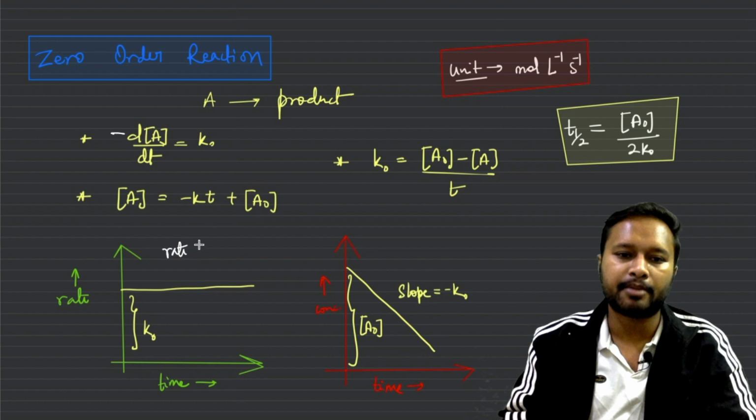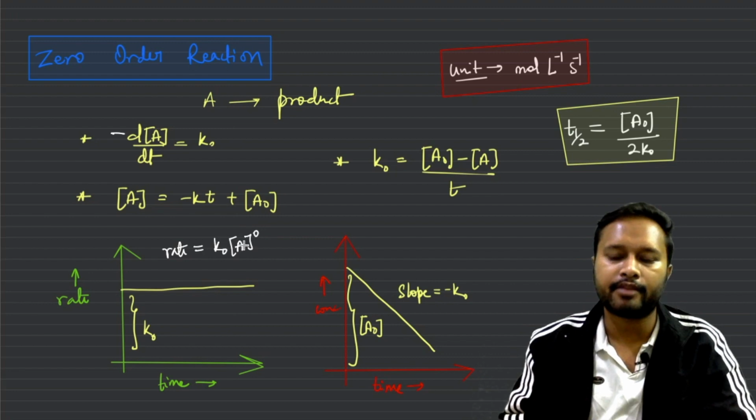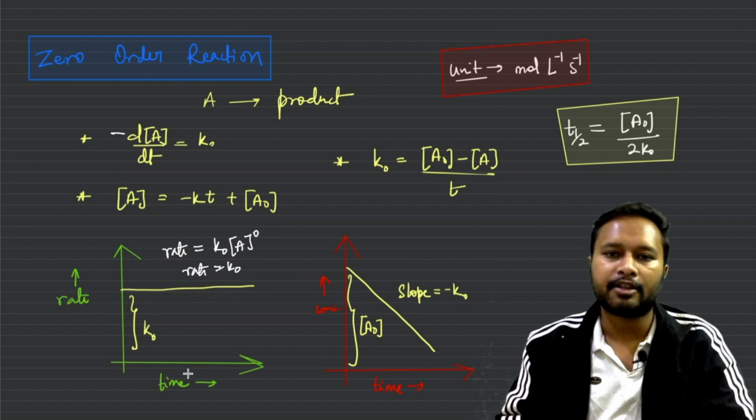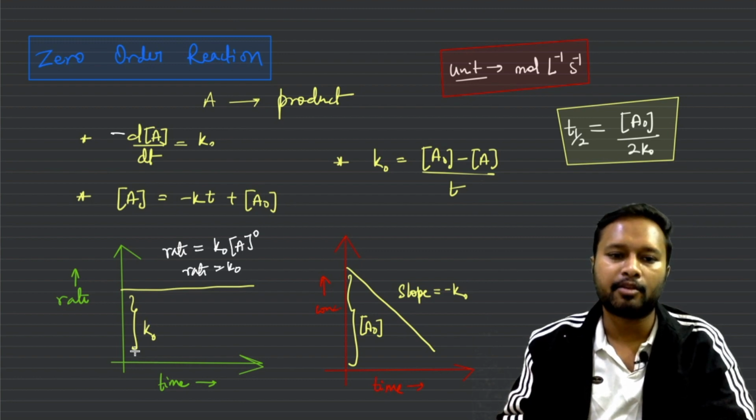Now you know from the expression that rate is equal to K naught and A to the power 0, because it's a zero order reaction, so the order will be 0. Or you can say that your rate is equal to K naught. So rate is constant with respect to time, so the time will change but the rate will not. That's why it's a constant curve where this intercept or this value is equal to the rate constant for the zeroth order reaction.